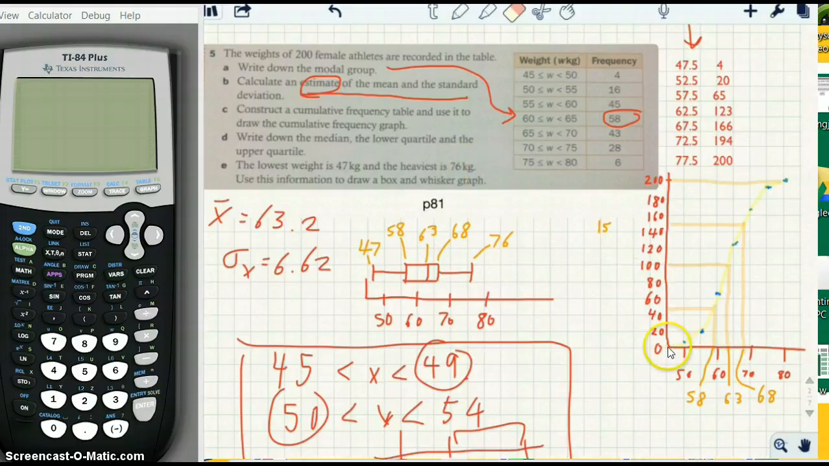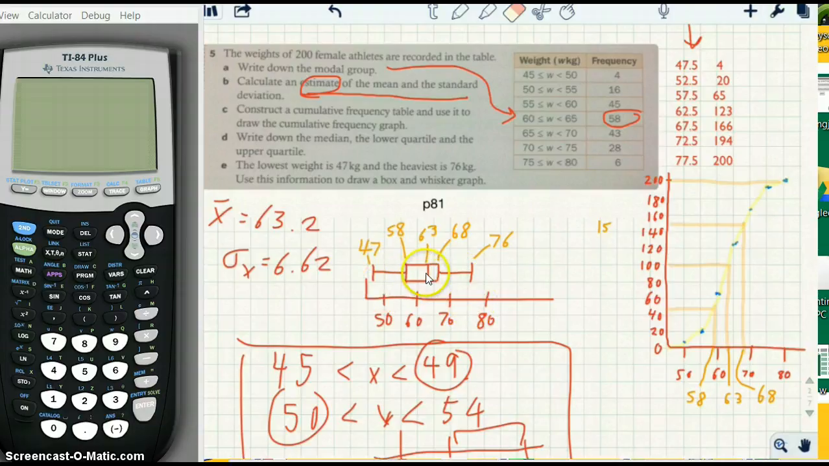And the minimum person is somewhere between 45 and 50. You don't know exactly where. They're going to tell you it's 47. So the box and whiskers plot for this distribution, the 47 and 76, are very easy because they give them to you right here, lowest weight, highest weight. You just need to make sure that you mark it exactly on the number line at the right place.